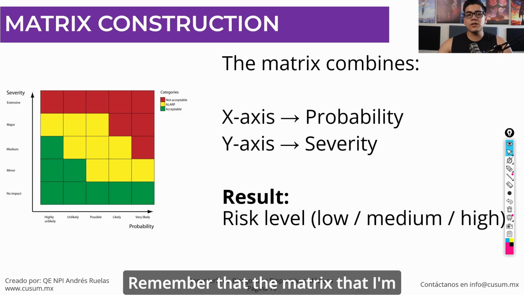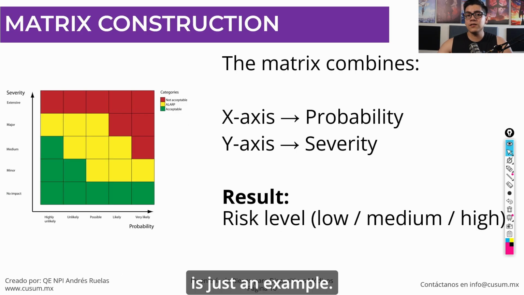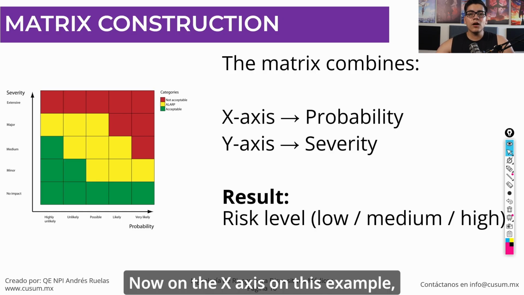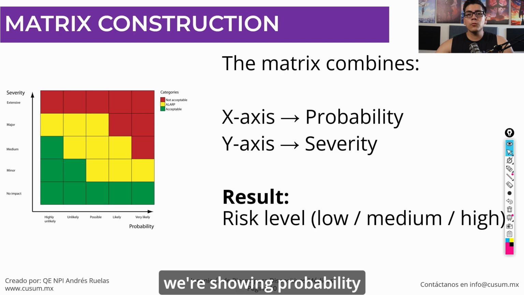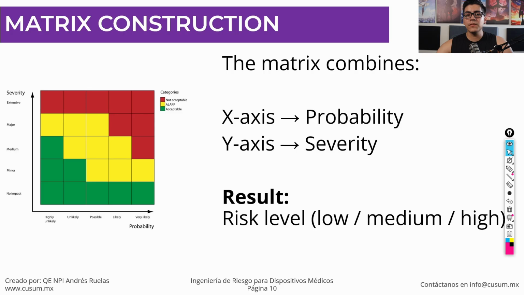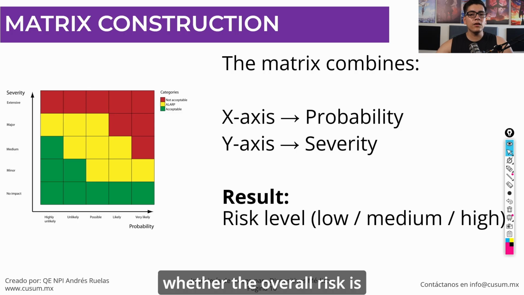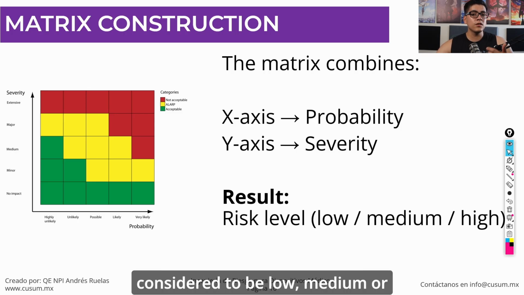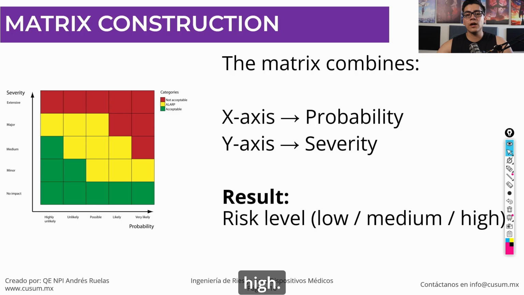Remember that the matrix that I'm providing right now is just an example. Your company might decide to use a scale of 1 to 6 or 1 to 10, 1 to 20. It's up to you guys. Now, on the x-axis in this example, we're showing probability, and on the y-axis, we're showing severity. The result is simply evaluating whether the overall risk is considered to be low, medium, or high.